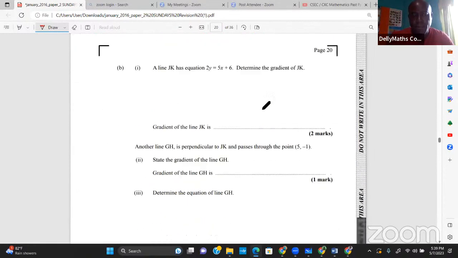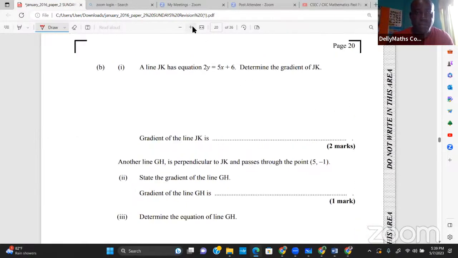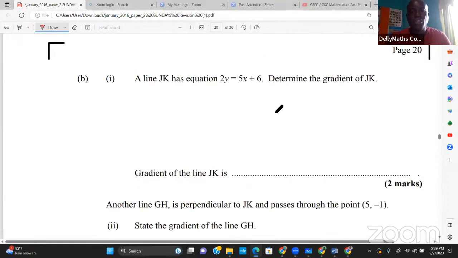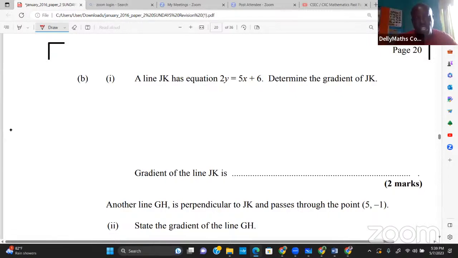All right. Continue working. Coordinate geometry. It says a line JK has the equation 2y equal to 5x plus 6. Let me see if I could blow this up bigger. All right, good. So 2y equal to 5x plus 6. Determine the gradient of JK.